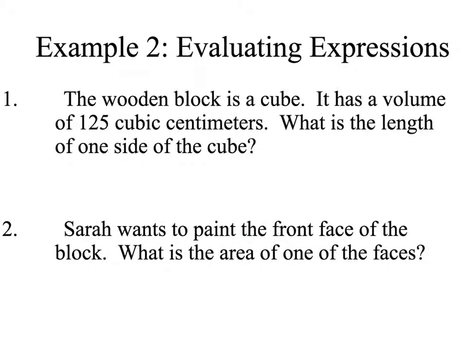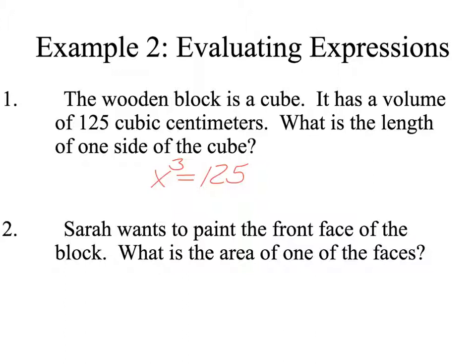So now we're going to look a little bit at evaluating some expressions. So a wooden block is a cube. Okay? And volume, if you remember, is length times width times height. But because it's a cube, my length, my width, and my height, they're all going to be the same. So instead of writing length times width times height, we can actually just go x cubed. We don't know what they are, but we do know they're all going to be the same. And we know the total is 125.